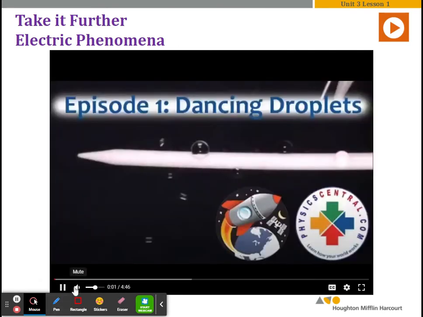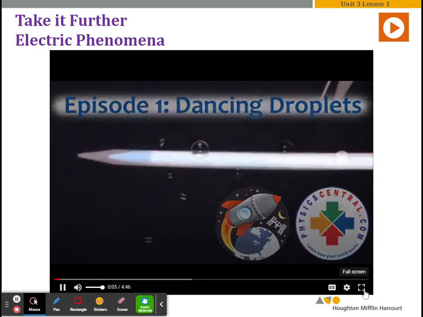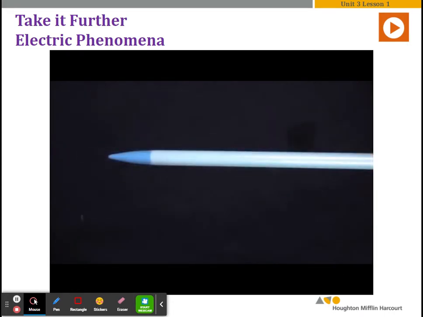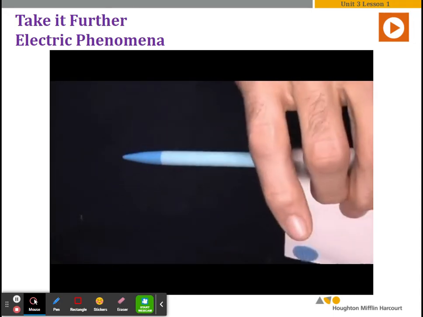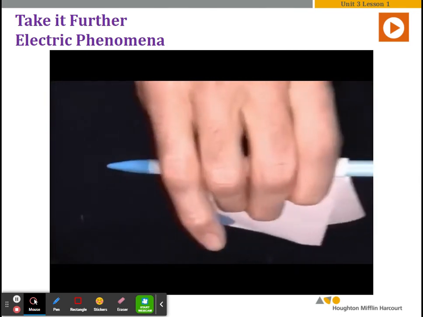What you're looking at is a knitting needle, and I happen to have in my crew preference a couple of knitting needles. Not that we have a lot of time to do knitting up here, but there's some other neat things you could do with them. So here I have a piece of paper, and I rub the knitting needle with a piece of paper.